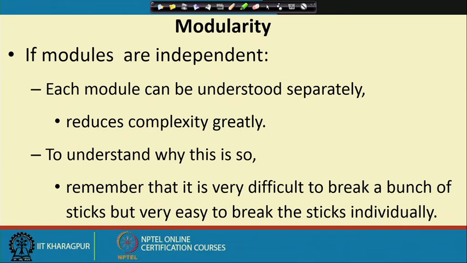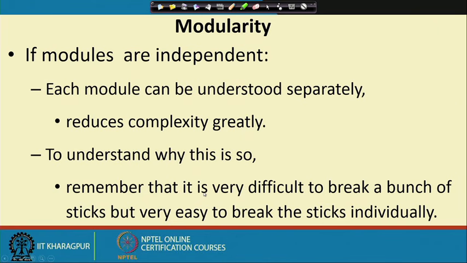So, if the modules are independent, we can look up the modules one by one and understand them, and this is based on the design and divide and conquer principle. If a bunch of sticks are tied together and we try to break them, it becomes very difficult, but if we take one stick at a time and break it, then it becomes very easy.